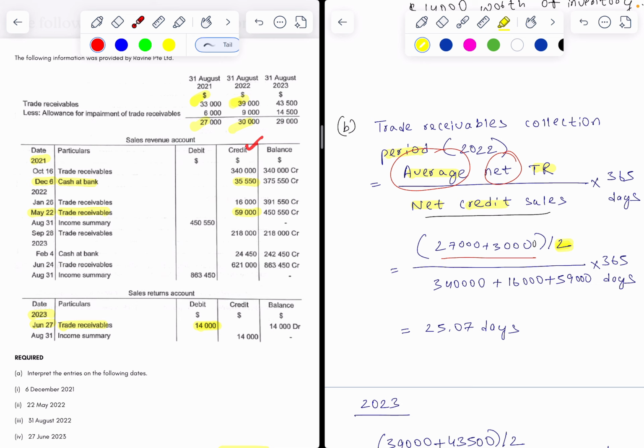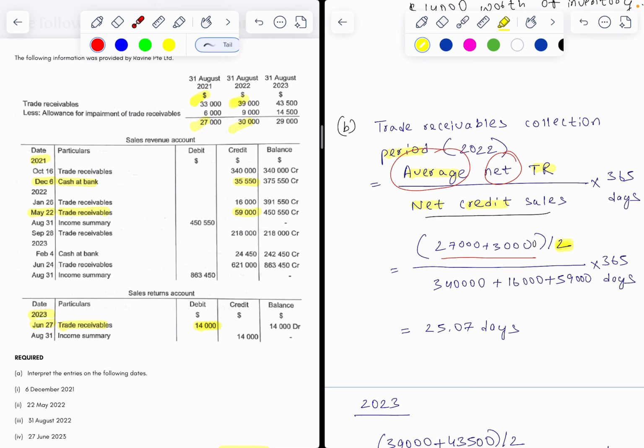If the sale was done for cash, then the particulars column, which is the account being cross-referenced, will mention the word cash, like it's being mentioned here for 6th of December 2021. But anything that is not cash, but done on credit, is going to be cross-referenced in the particulars column as the trade receivables, who are also the credit customers of the business. So we are first finding the ratio at 31 August 2022.